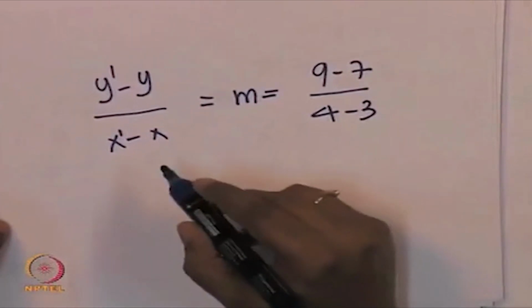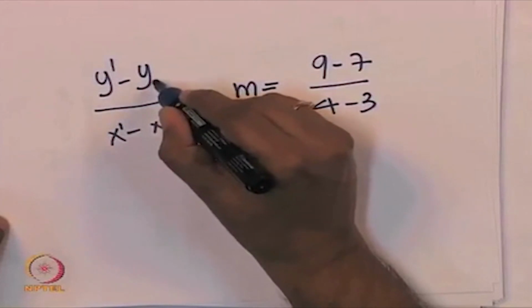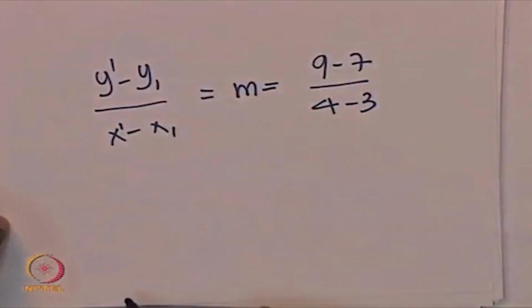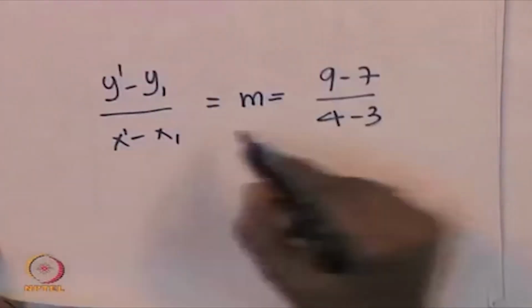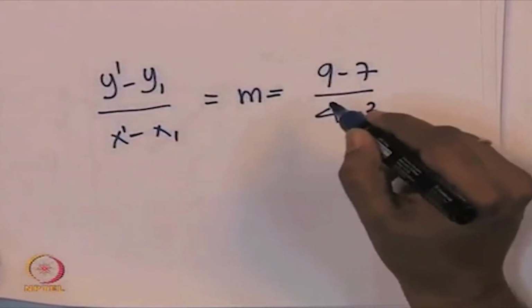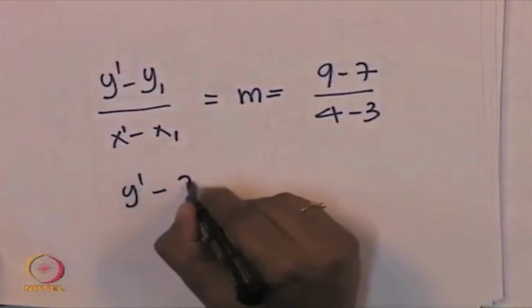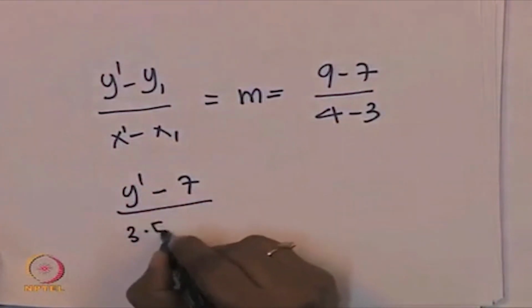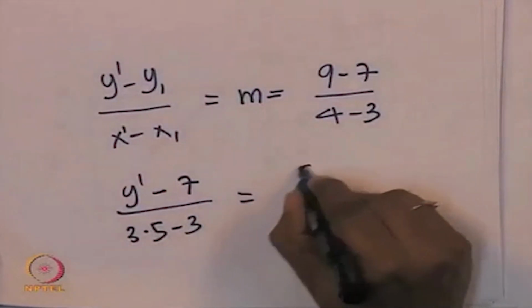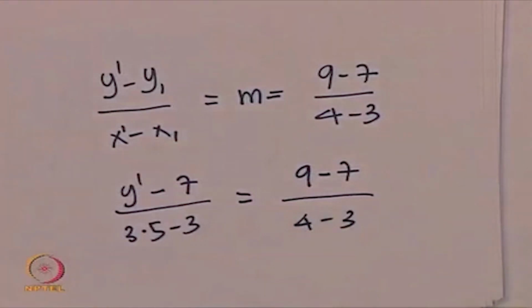So, here I know the value of this. This is my y 1 and x 1, for example, this is 7 and 3. Then based on this formula, if I know x prime is 3.5, I can say that y prime minus 7 divided by 3.5 minus 3 has to be equal to 9 minus 7 by 4 minus 3. So, I have an equation, the only unknown is y prime. By solving this I can calculate y prime.